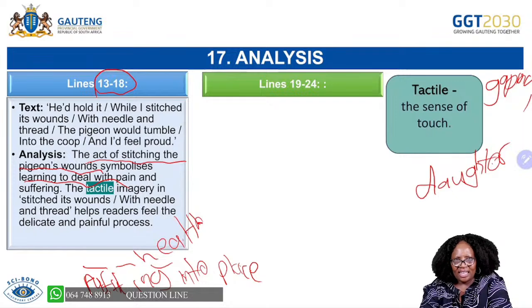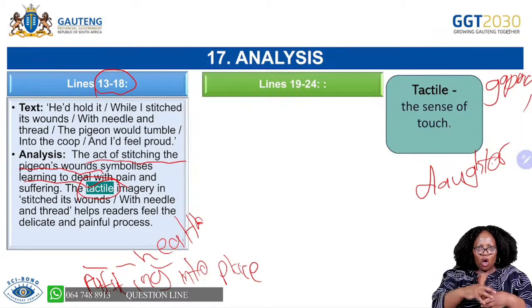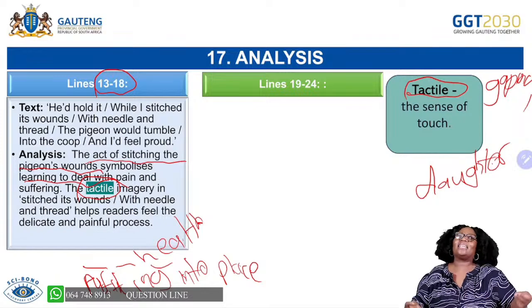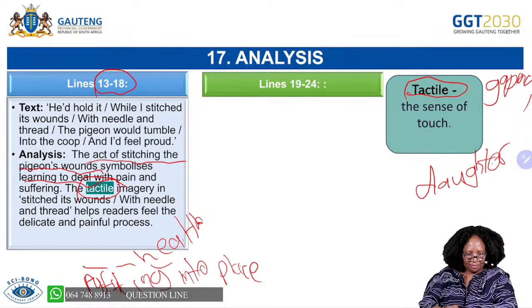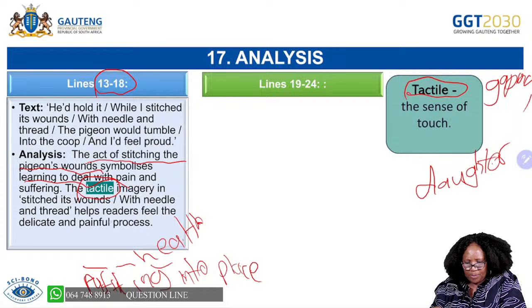What do we see there? The tactile imagery. What is tactile? Sense of touch. The touching of the pigeon. It's making Beverly see and handle the pain with needle and thread. And this helps us as readers to do what? To feel the delicate and painful process.